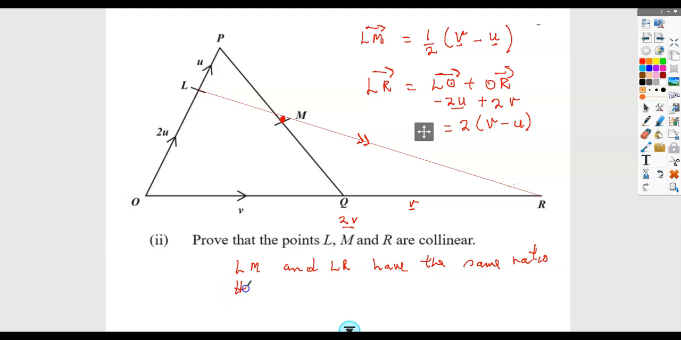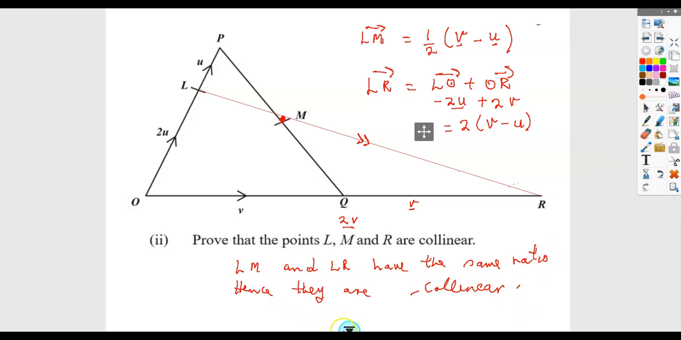Hence, they are collinear. Okay? Let's just write that properly. My pen is giving some issue here. They are collinear.